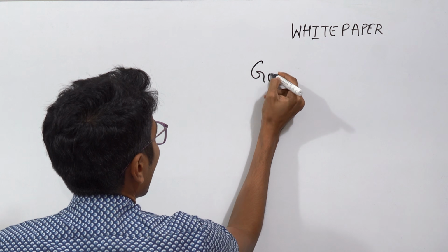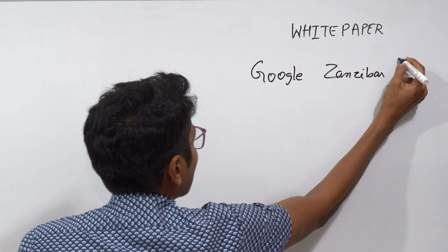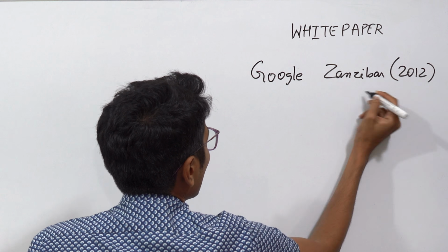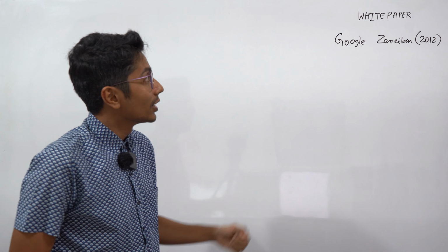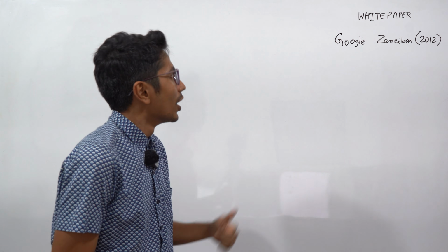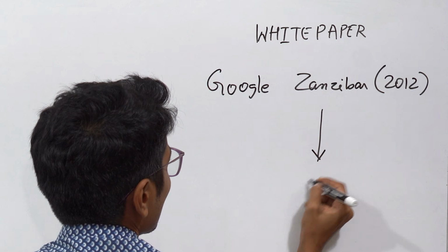Today we are talking about Google Zanzibar. This is a system which was written in 2012 at Google, but the paper is from 2019 after a lot of optimizations and challenges that Zanzibar has solved. What does it do? It's an authorization system.